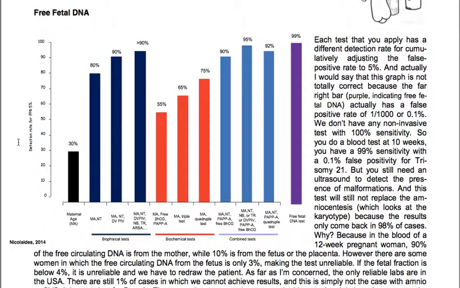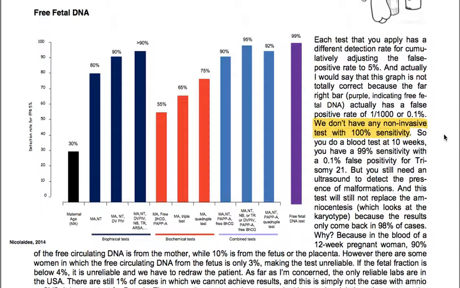Free fetal DNA. Each test that you apply has a different detection rate for cumulatively adjusting the false positive rate to 5%. And actually, I would say that this graph is not totally correct because the far right bar, purple, indicating free fetal DNA test, actually has a false positive rate of 1 over 1000 or 0.1%. We don't have any non-invasive tests with 100% sensitivity. So you do have a blood test at 10 weeks.